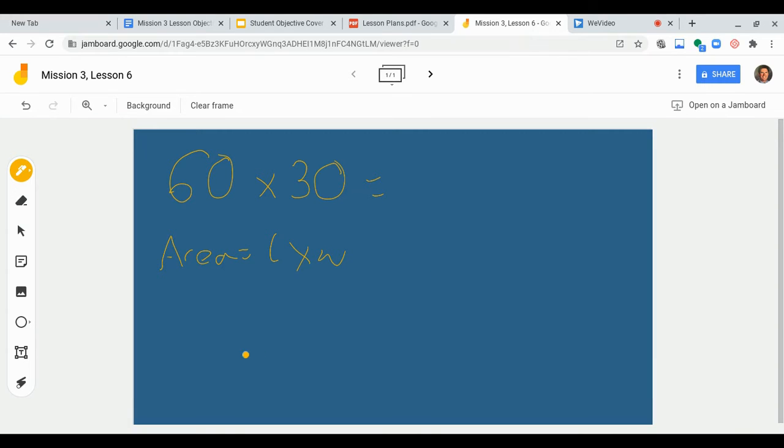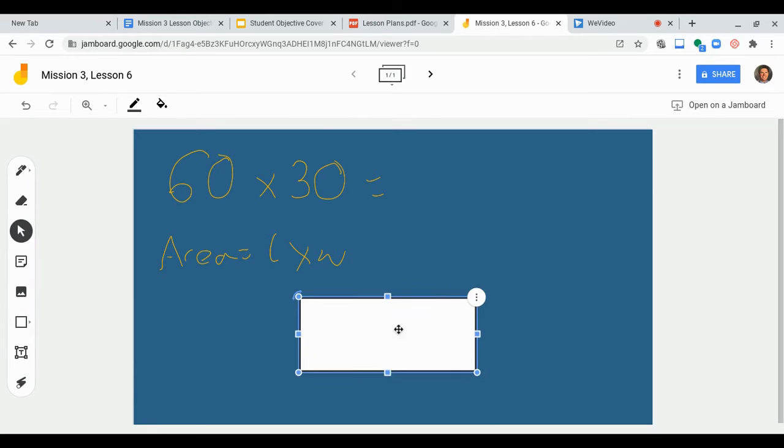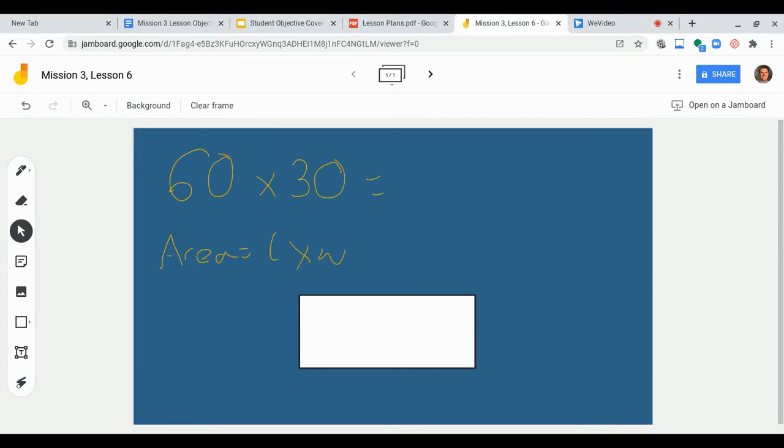All right. So let's say I was given 60 times 30. Well, since it's area model, we want to think of it in terms of a rectangle. So let's say I had that rectangle right here. And I know it's 60 by 30. So I'm going to label my sides. My length is 60. My width is 30. Now remember, for area, we do length times width. So we do 60 times 30.